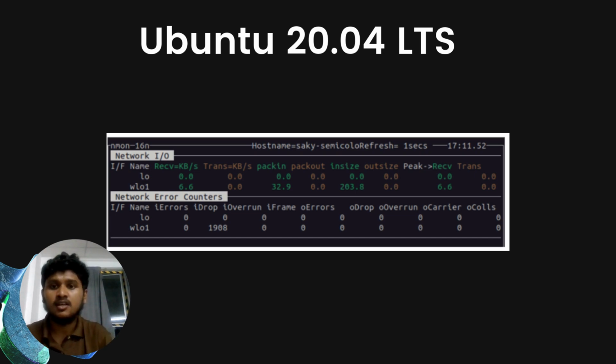here from the picture, for the network input-output, for LO, the received data is 0.0 kilobytes per second. For transmission, it is 0.0 kilobytes per second, but for WLO, it's 6.6 kilobytes per second, and for transmission, 0.0 kilobytes per second. For the network error counters, as you can see here, the input error for LO is 0, and for WLO1 is also 0, but the input drop for LO is 0, and for WLO1 it's 1908.